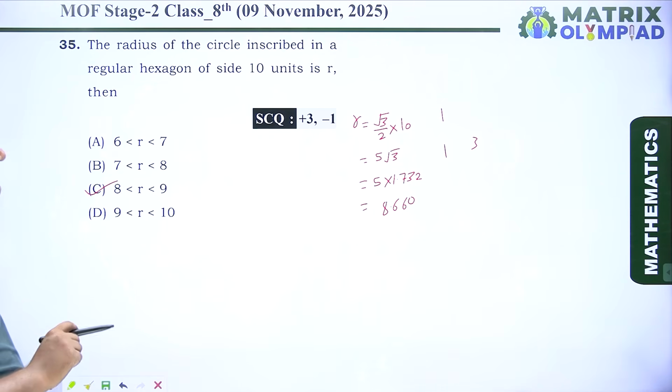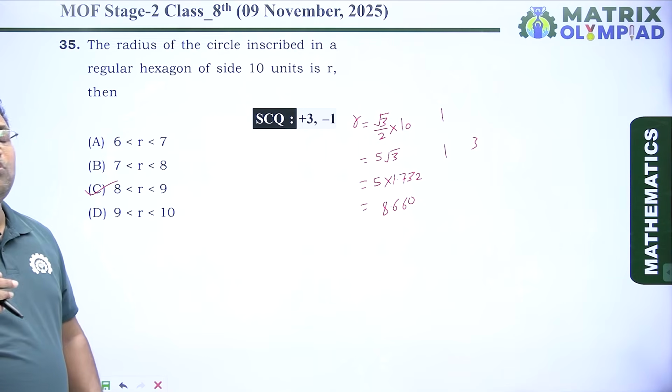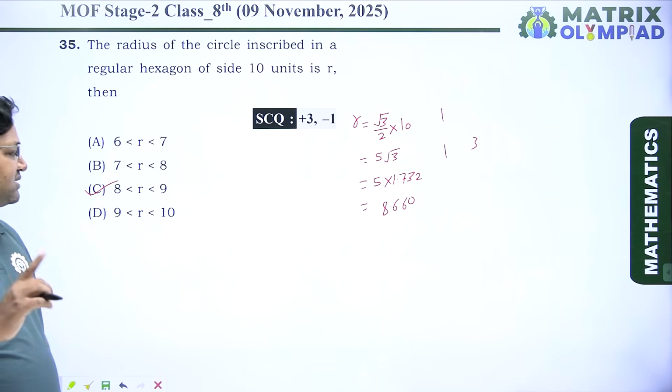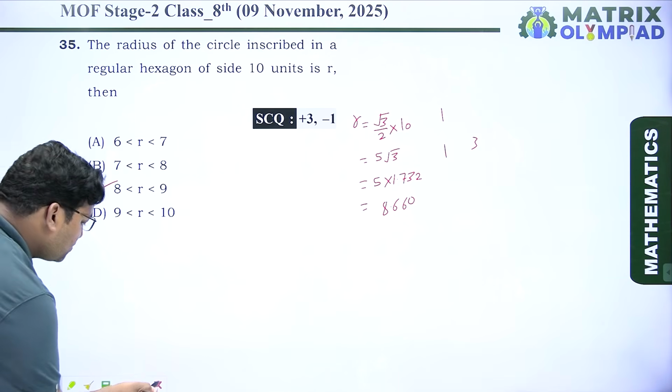So the radius of the circle is 8.660, which is between 8 to 9. So option C is the right answer. Now coming to the next question.